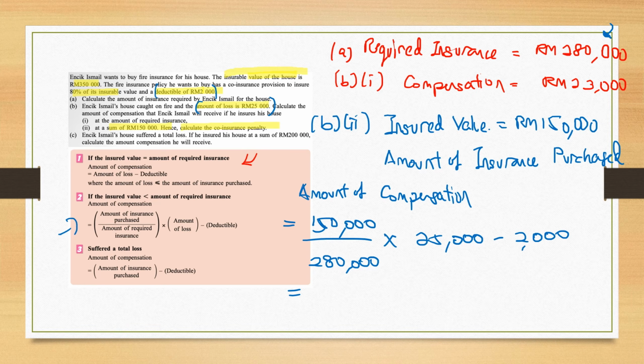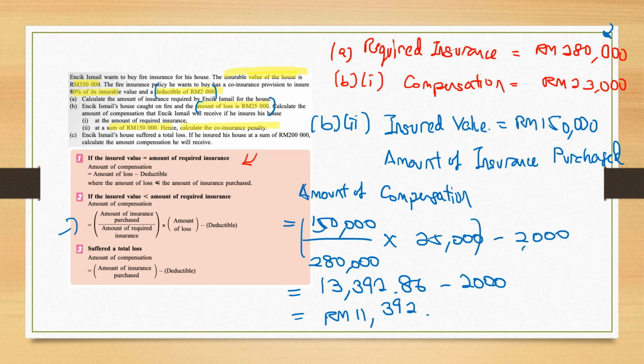And then for the answer, for these two parts, first that would be 13,392 ringgit and 86 cents, minus 2,000, and then the answer is 11,392 ringgit and 86 cents. So we discovered our amount of compensation.